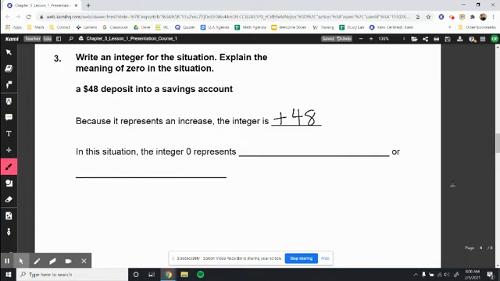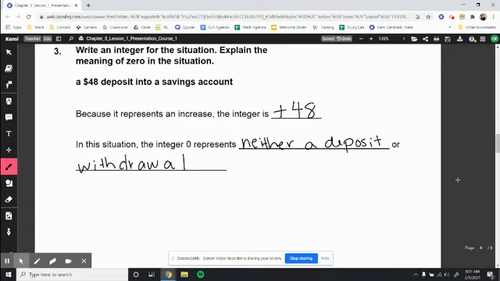So in this situation, 0 represents neither a deposit, if I spell things wrong, I'm sorry, nor a withdrawal. If you don't know what a withdrawal means, that means that you are taking money out of your bank. Deposit means that you're putting money into the bank. Let's continue on to graphing integers.